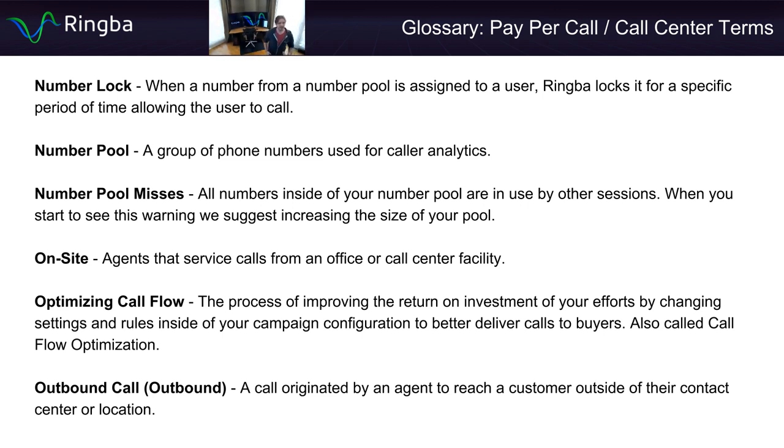On site, these are agents that service calls from an office or a call center facility. They actually work in the physical location of the call center. Optimizing your call flow is the process of improving your return on investment for your efforts by changing settings and rules inside of your campaign's configuration to better deliver calls to buyers, make sure more calls get answered, and make sure the buyers that are paying the most money get the most phone calls. This is also called call flow optimization, and we absolutely will help you with this process once you get started.